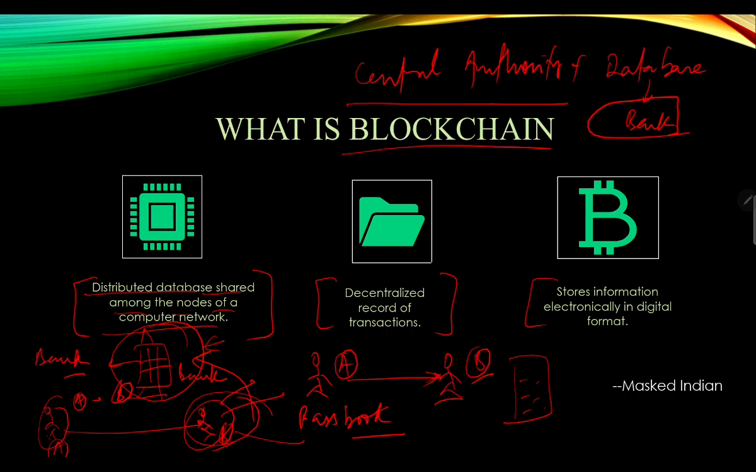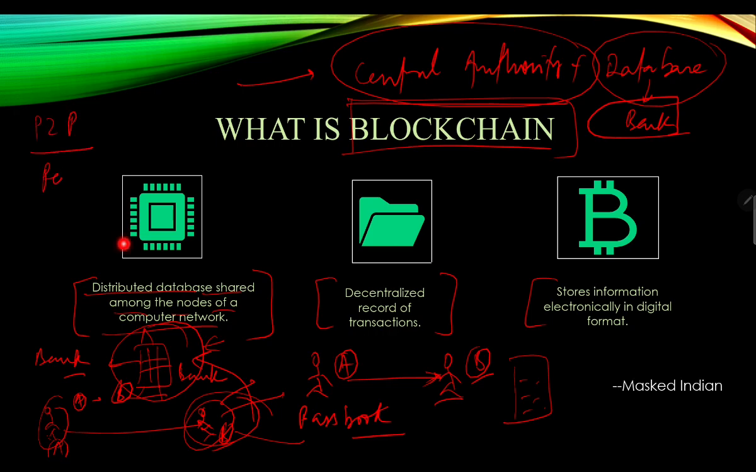Blockchain will solve these two particular issues. It's not central; banks will not have the sole authority to hold the information of all the users. And the database will not be with the bank if we implement blockchain technology. What is happening in blockchain? Basically, there is a concept of a peer-to-peer network.